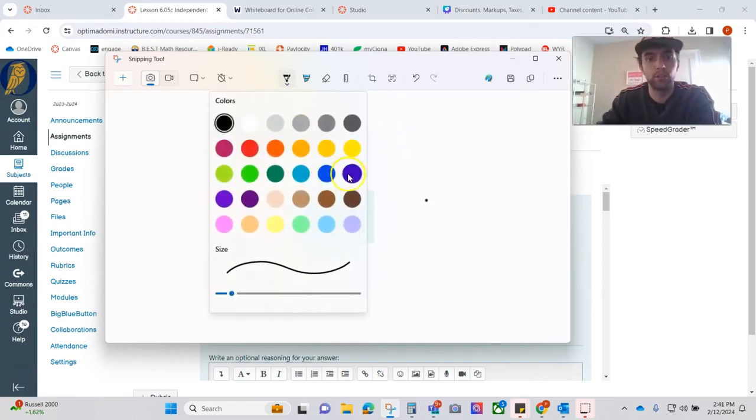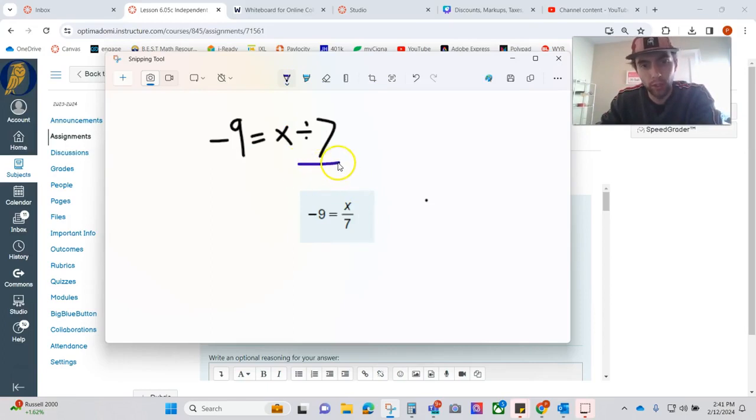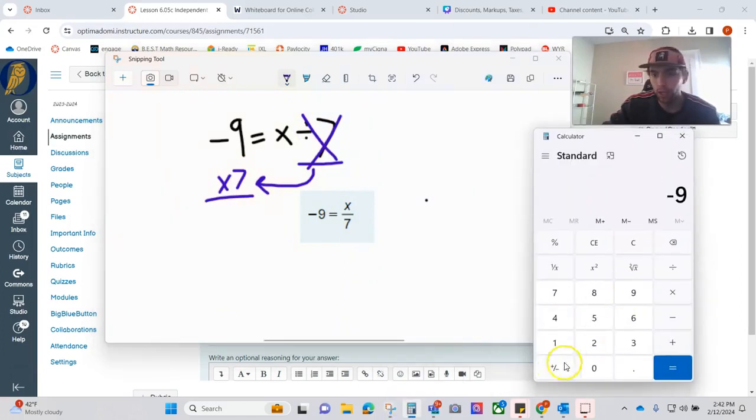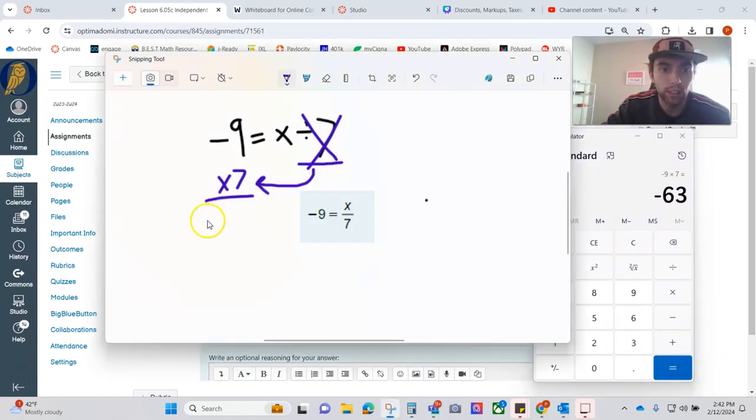To use the opposite operation strategy, I will do the opposite operation that I see to the opposite side of the equal sign. So instead of dividing by 7 on the right, I will times by 7 on the left. And that will give me my answer. Monsieur Calculator, what is negative 9 times 7? Negative 63.